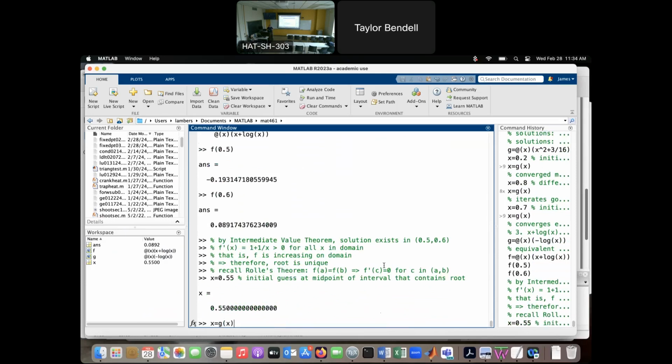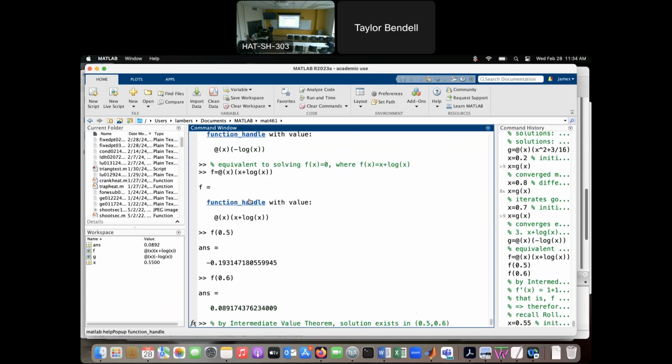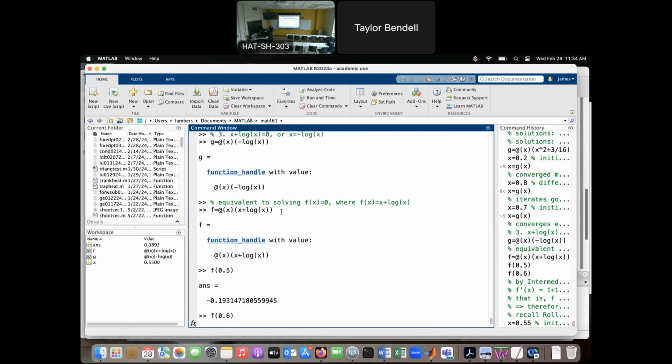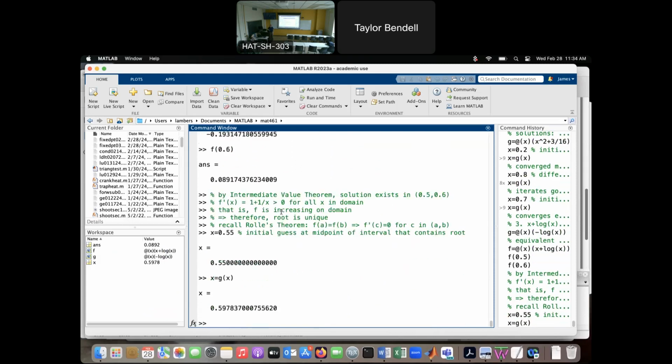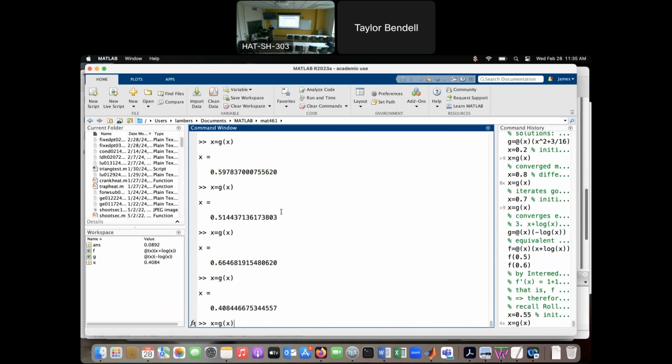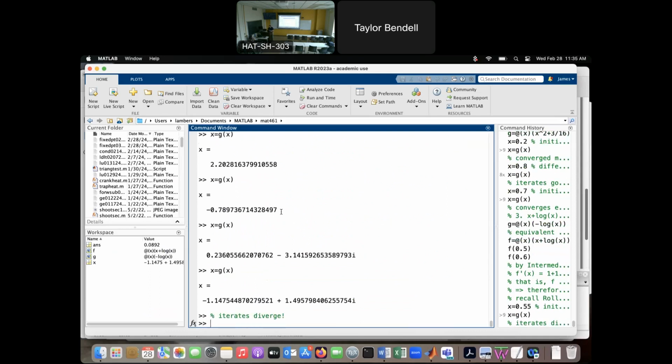I define x equals g of x in the most straightforward way. I just move the log x to the other side. So g is equal to minus natural log of x. Okay. So we're still in the interval. Right, bouncing around a bit, but now we're outside the interval, on both sides of it. The iterate went negative. Log of a negative number is complex. So the iterates diverge. That's a problem.